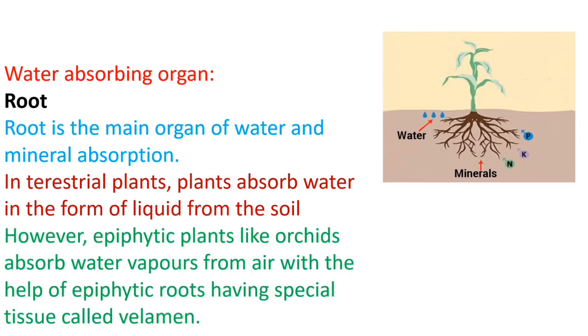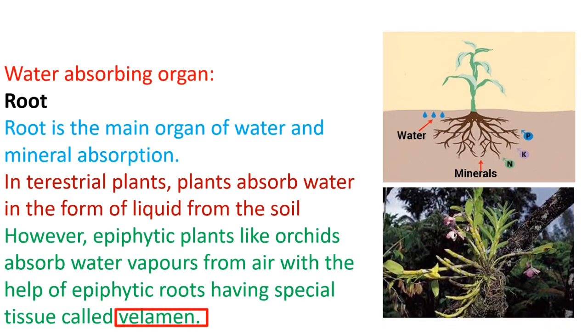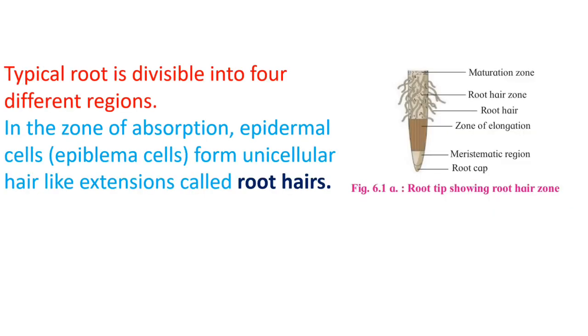You can see here. However, epiphytic plants like orchids absorb water vapor from air with the help of epiphytic roots having special tissue called velamen. So this is an epiphytic plant having epiphytic roots. A typical root is divisible into 4 different regions. There is the zone of absorption, where epidermal cells, epiblema cells, form unicellular hair-like extensions called root hairs.